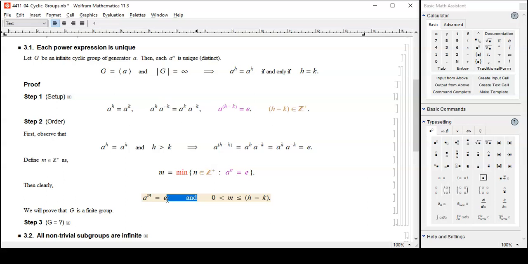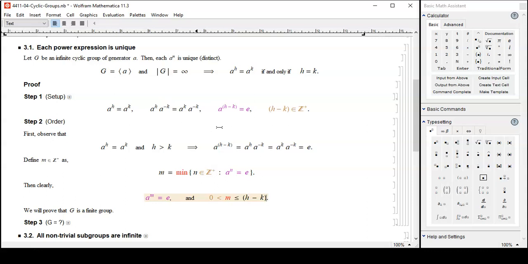Sorry, I'm making a lot of typos while speaking and writing at the same time. You see, m must belong here, so we have to have this. And then m is the minimum, so it should be less than or equal. And then m belongs to Z plus, so it should be greater than 0. You see, you can get all kinds of things out of there.